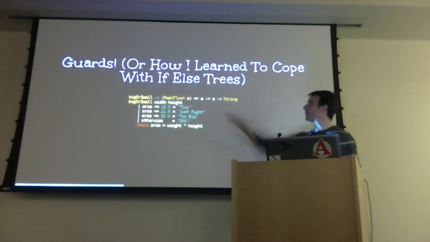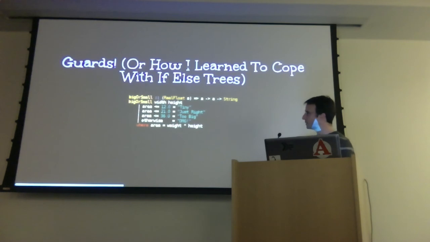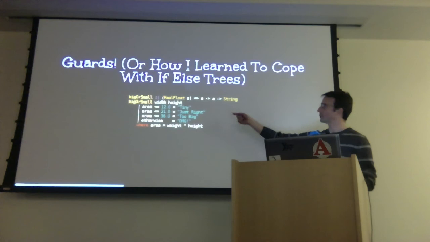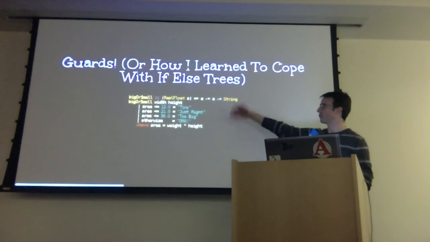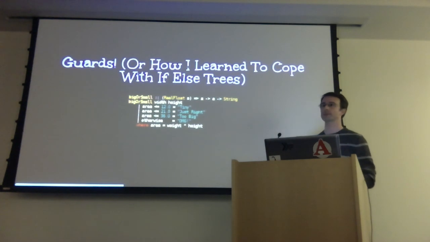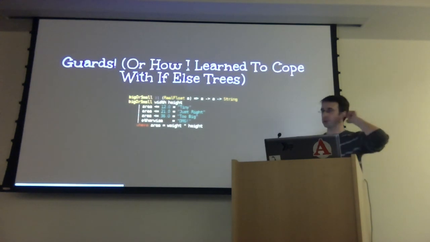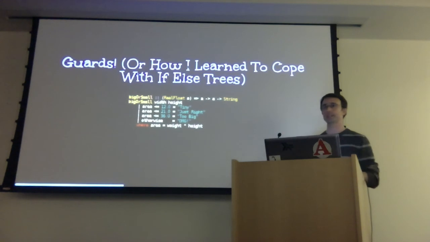Let me back up for a minute. I could have said, instead of area in all those cases, I could have said width times height. Width times height less than or equal to 12 is tiny, and so on. I just wanted to give a name to it so it doesn't have to compute it in every version of the pattern, right? So you can think of this as a big if-else block. Otherwise, it's the catch-all. None of the other cases match, and otherwise it matches.